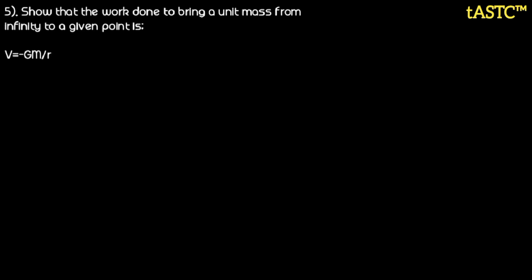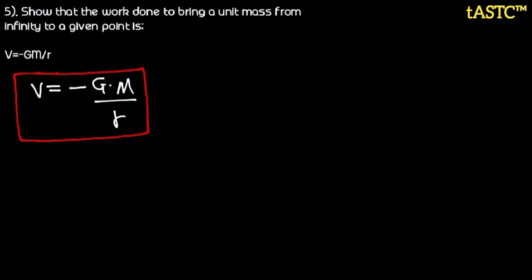So here is the fifth question. Show that the work done to bring a unit mass from infinity to a given point is V equal to negative GM divided by r. Now in this case, G is the gravitational constant, M is the mass of the object, and r is the distance from that point to the other point which you're actually trying to work out. So we need to show that this is actually correct, or at least we need to derive it. So I'm just going to wipe it out.